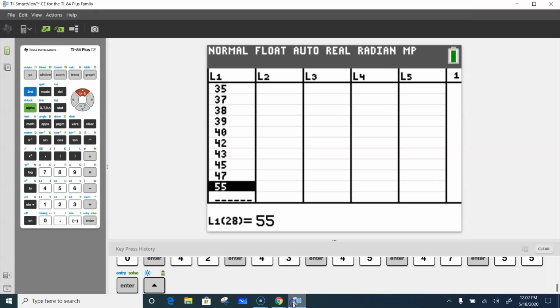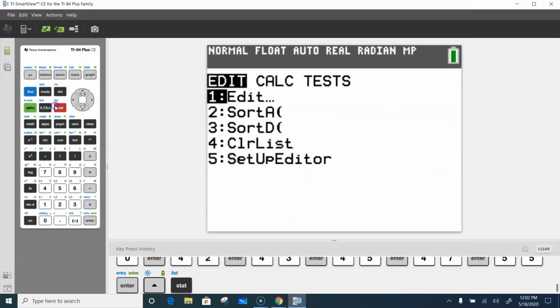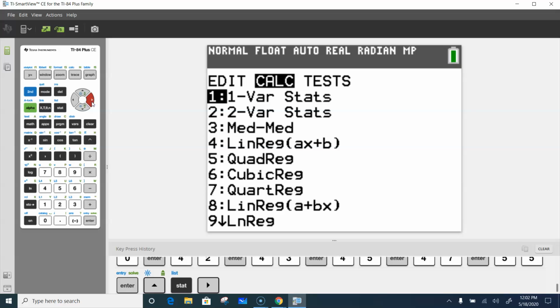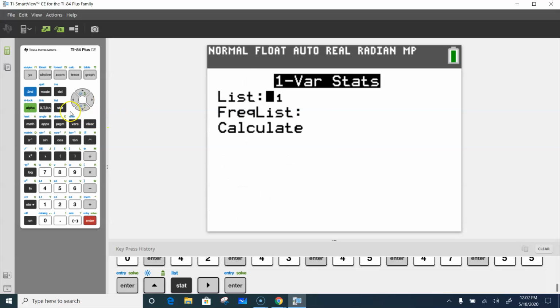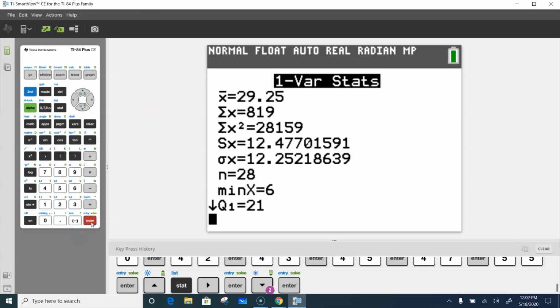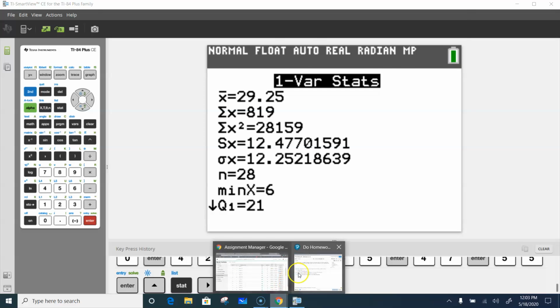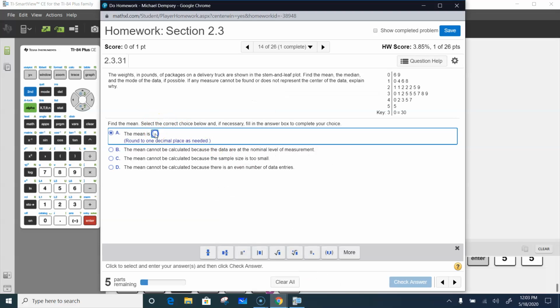So to calculate the mean, again we're going to go to Stat, and this time we go to Calculate. Let's just do one variable stats in case they ask us for other things, and in later sections they might want the standard deviation or the IQR. So here's my mean, 29.25. To one decimal place, that's 29.3.